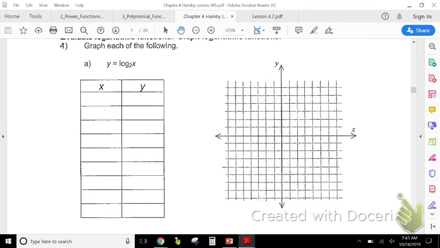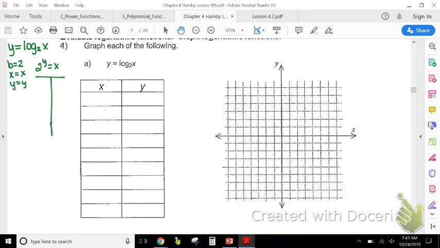So we know that y is equal to log base 2 of x. If I change that to exponential form, my base is 2, my x is x, and my y is y. So if I change it to exponential form, I get b to the y equals x. And so I'm going to use that to help me build my table.